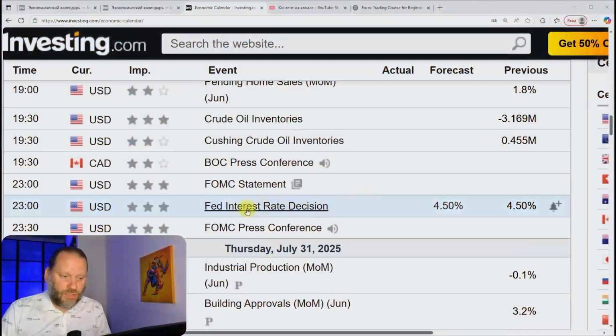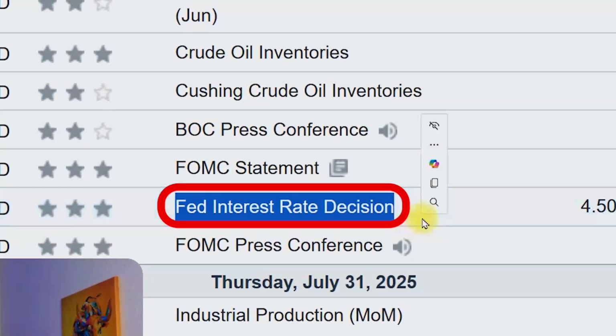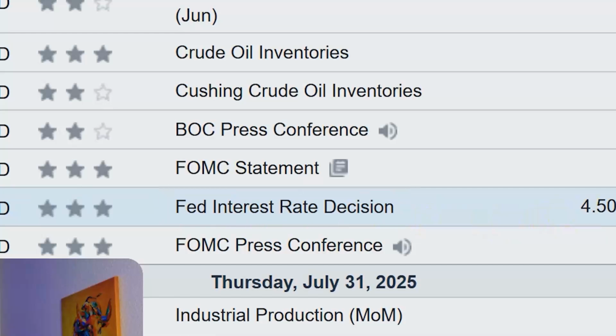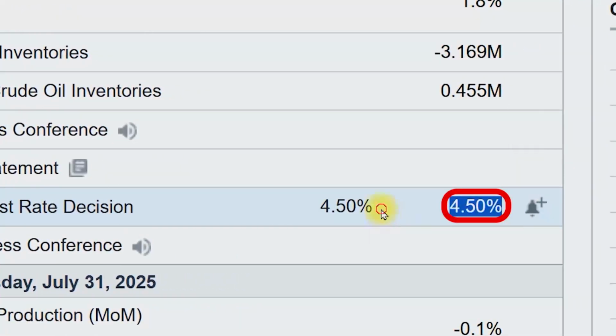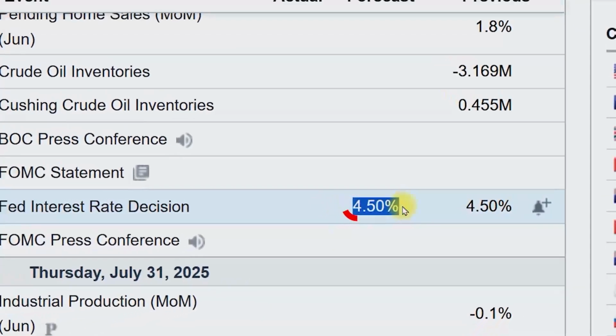By the way, I remind you that this week there will be important news about the interest rate decision in America. Let's take a look at the calendar. Look, on Wednesday, July 30, there will be news on the US Federal Reserve interest rate decision. The current value is 4.5, and no change is planned, also 4.5. I don't expect any directional movement here, but I am 100% sure that there will be some strong volatility.